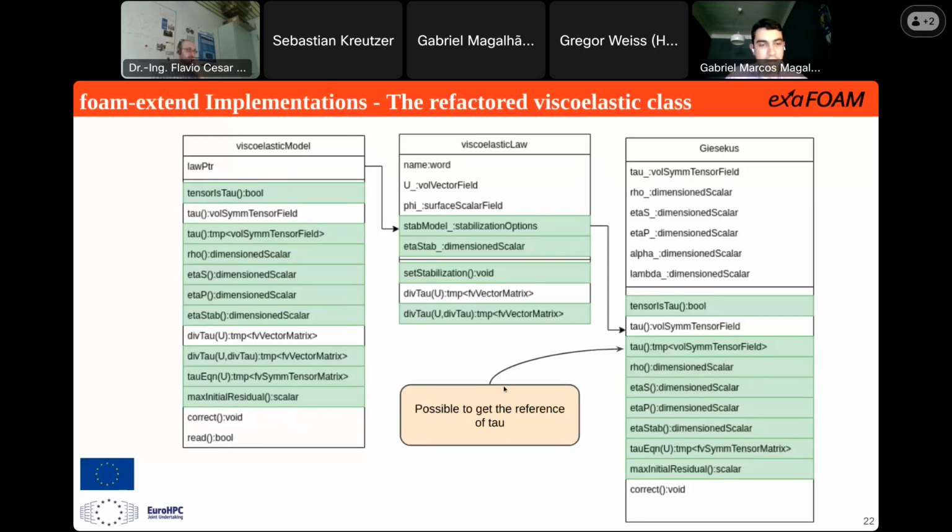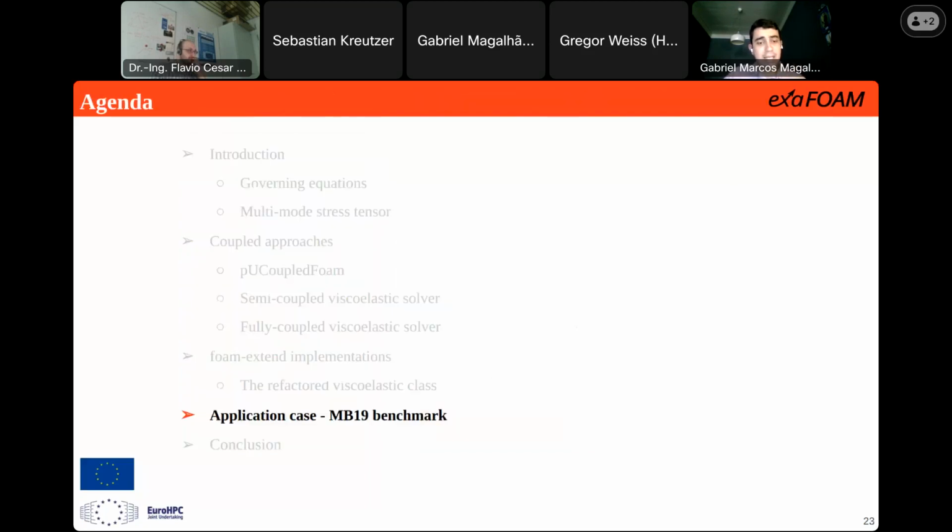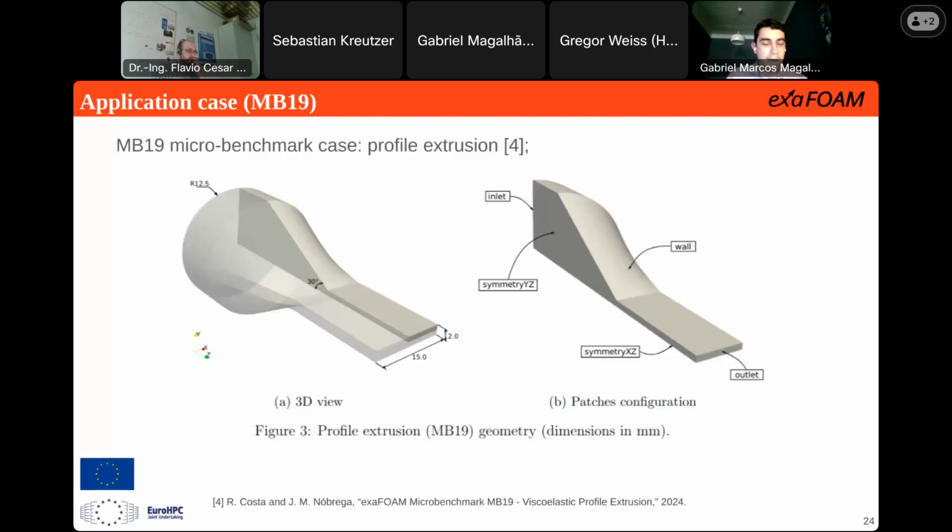And we have other modifications in the class in this new structure that we implemented. But now let's check the results for an application case. The application case here is the micro benchmark 19 of exaFOAM, the profile extrusion case. It consists of a simple geometry for an extrusion process. We have symmetry planes here in this geometry.